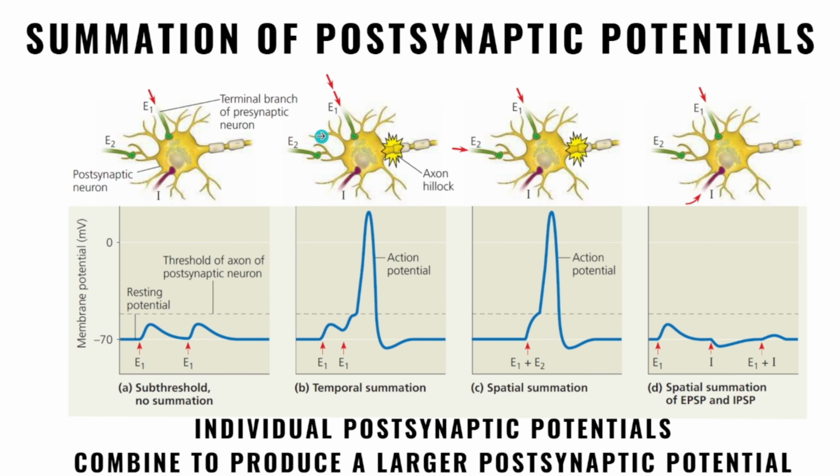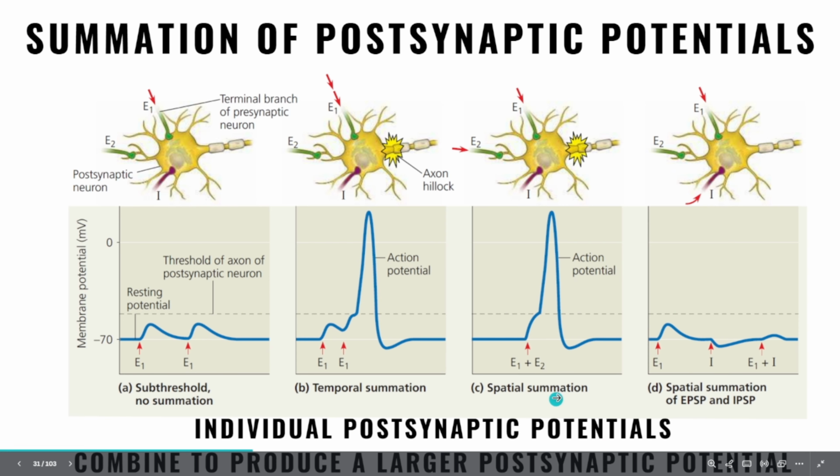E2 alone still no. Okay, spatial summation is when E1 and E2, meaning two different synapses in one neuron, receive the EPSP signal at the same time. Although along E1 and along E2 alone does not reach the threshold level, they add up, and we call this spatial summation. It will trigger an action potential.